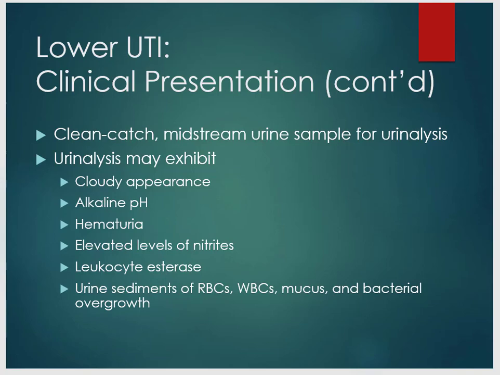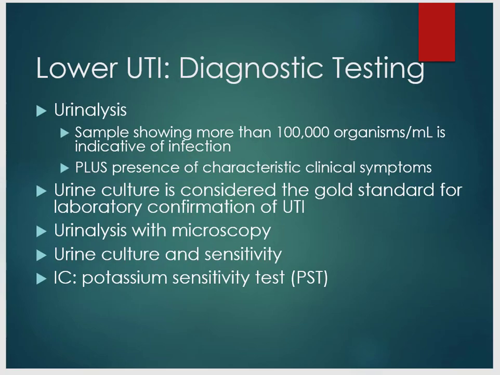The urinalysis may show a cloudy appearance, blood in the urine, elevated levels of leukocytes and nitrates, and you may see RBCs, WBCs, and mucus. When your urinalysis shows greater than 100,000 organisms per milliliter, this is indicative of infection, along with the presence of clinical symptoms. A urine culture is considered the gold standard for laboratory confirmation of a UTI.